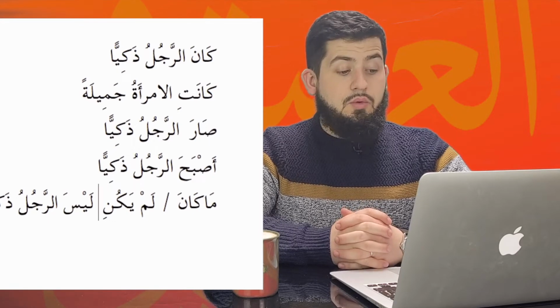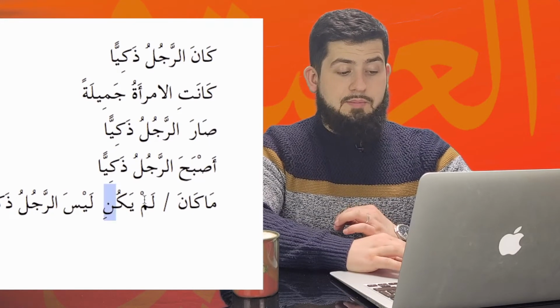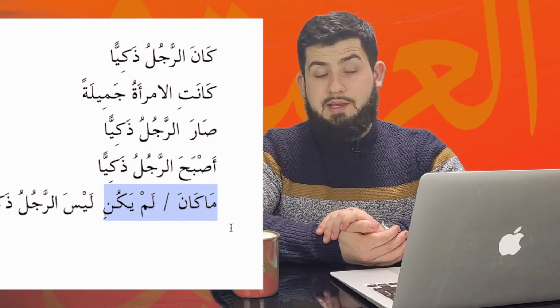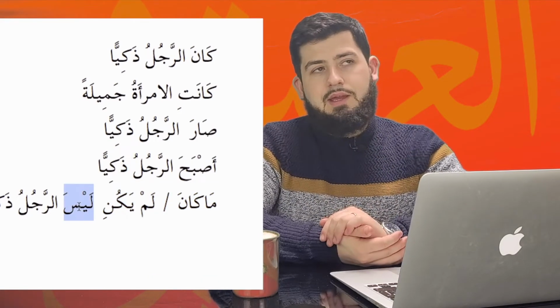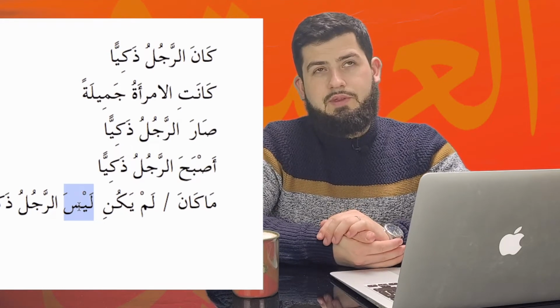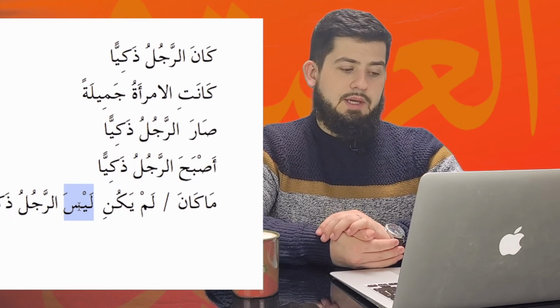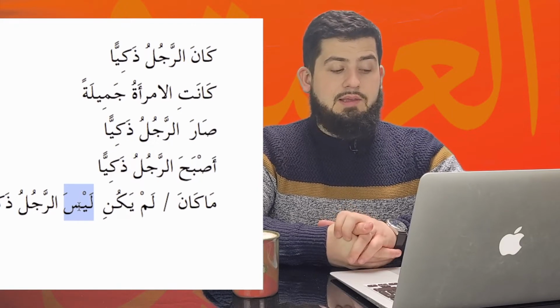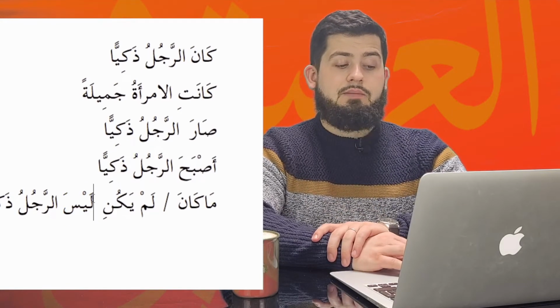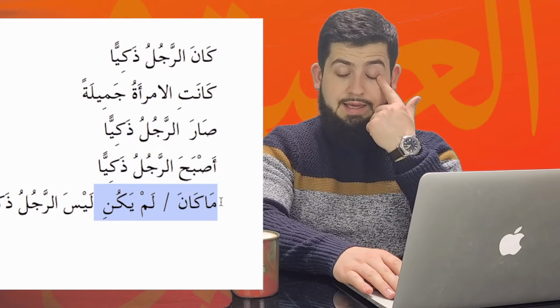Good. ما كان and لم يكن mean the same thing. He was not. But when we use ليس, even though it looks like it is a فعل ماضي in terms of how it's conjugated, its meaning is present tense. The man is not clever. ليس الرجل ذكيا.